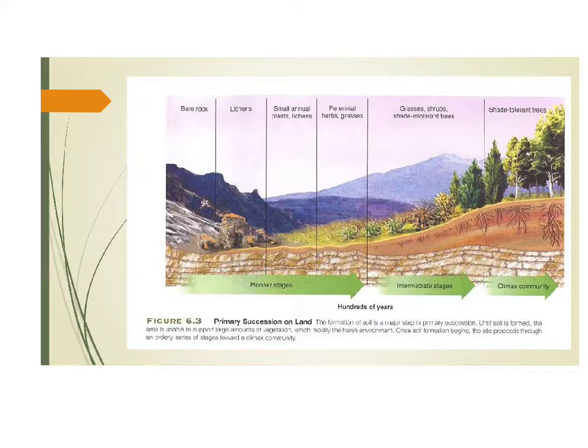So this is just a little visual of primary succession. We're moving from left to right here, and the scale is in hundreds of years if you look at the bottom. So we begin with our bare rock.